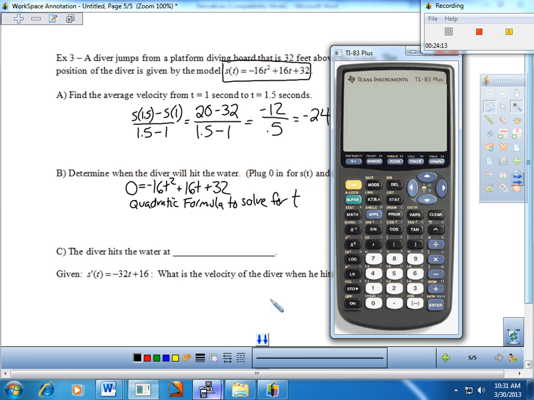So guys, I bring up my calculator. You hopefully have it on yours. If you do not have the quadratic formula program, that's okay. Please just ask. I'm happy to give it to you. You probably will need it before the end of this unit. So guys, let's go ahead and do this.